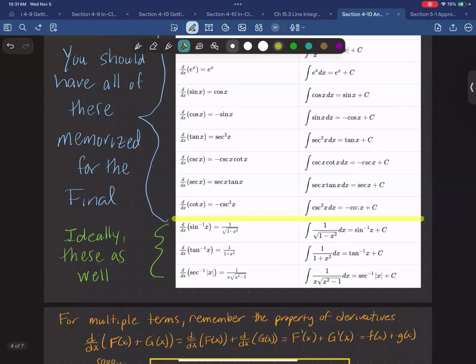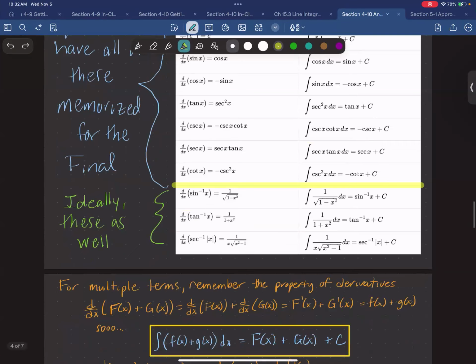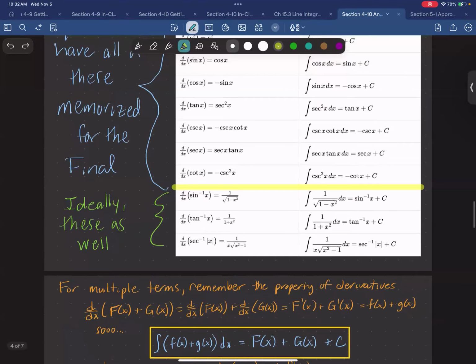And also, remember when we were doing derivatives, if we took the derivative of several things, that meant we could do the derivative of each separately. That applies to doing integrals, because integrals are doing derivatives going backwards. So the integral of f of x plus g of x, I can technically separate into two integrals.